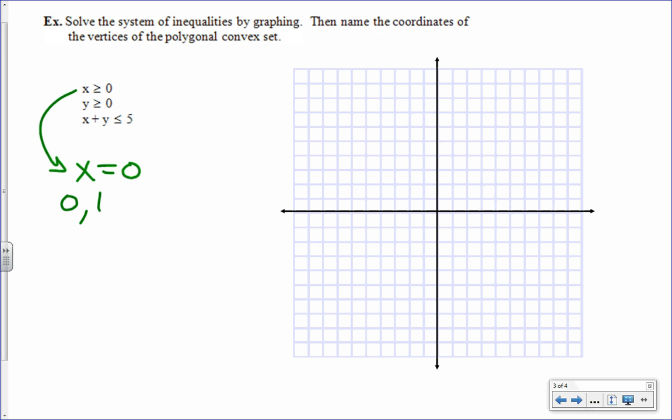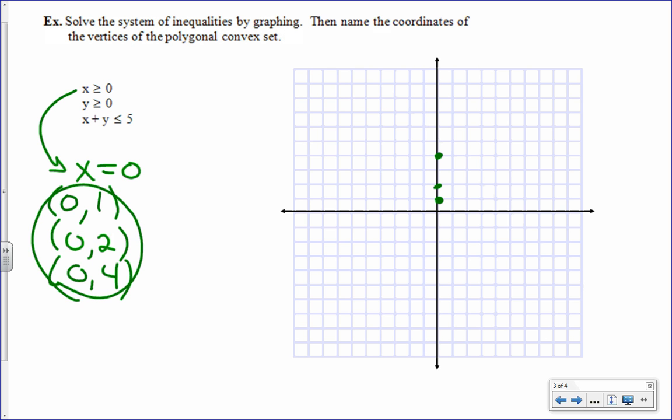Does that make this true? Does x equal 0? How about 0, comma 2? Is x 0? Sure, 0, comma 4. You get the idea. So 0, 1, 0, 2, 0, 4. So we get an idea of where that line is, correct? Do these points make the original true? Yeah, because if I put 0 in, I can only put 0 in for x.